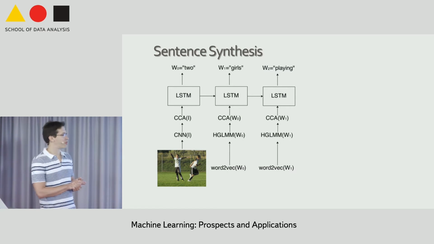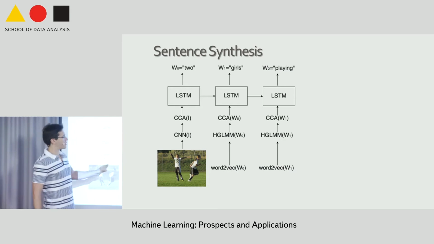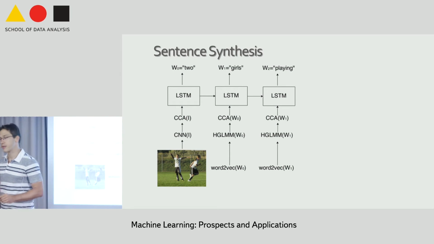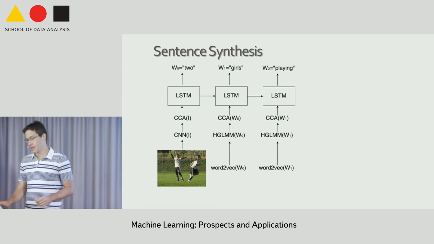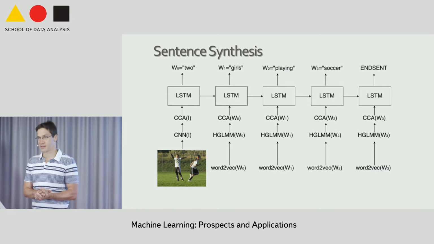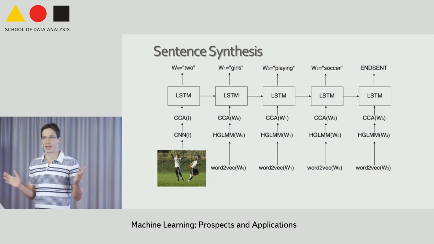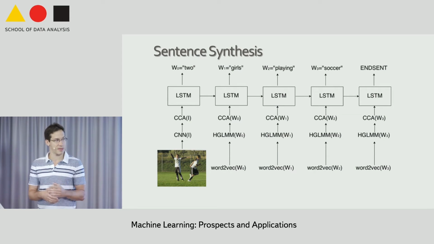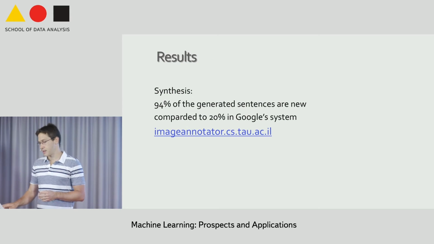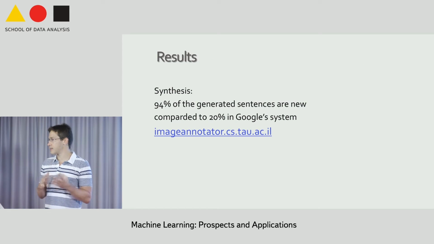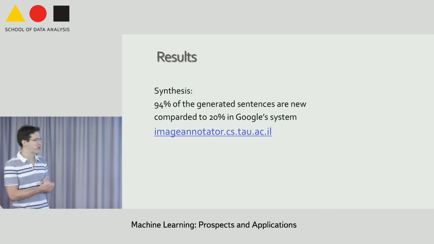OK, we feed the word girls to the network the same way. We continue this way until we get the end sentence. So basically, from the image, in an automatic way, we were able to create a full sentence that describes the image. There are several other captioning systems made concurrently.